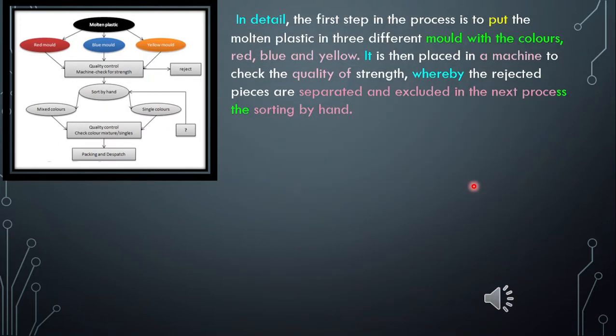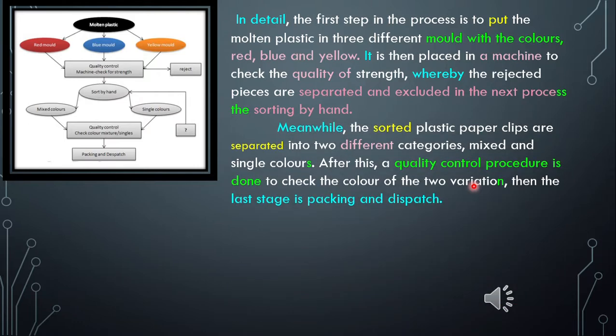In detail, the first step in the process is to put the molten plastic in 3 different molds with the colors, red, blue and yellow. It is then placed in a machine to check the quality of strength, whereby the rejected pieces are separated and excluded. In the next process, the sorting by hand. Meanwhile, the sorted plastic paper clips are separated into 2 different categories, mixed in single colors. After this, a quality control procedure is done to check the color of the 2 variation. Then the last stage is packing and dispatch.